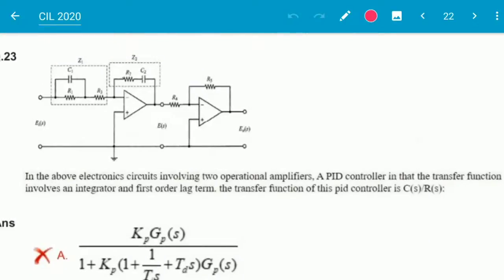The circuit given here is an electronic circuit involving two operational amplifiers, a PID controller, in which the transfer function involves an integrator and a first order lag term. The transfer function of this PID controller is CS by RS. Actually, the language of the question is not in proper manner. It should be somewhat rectified.